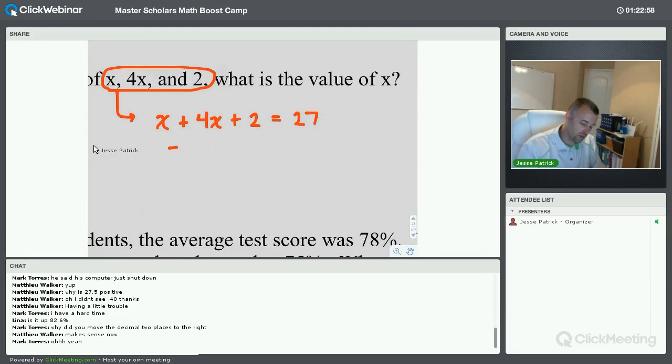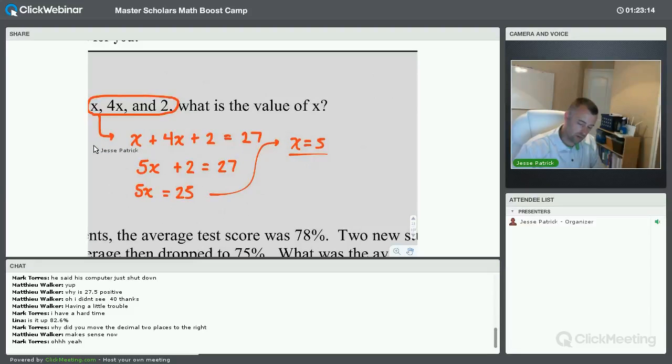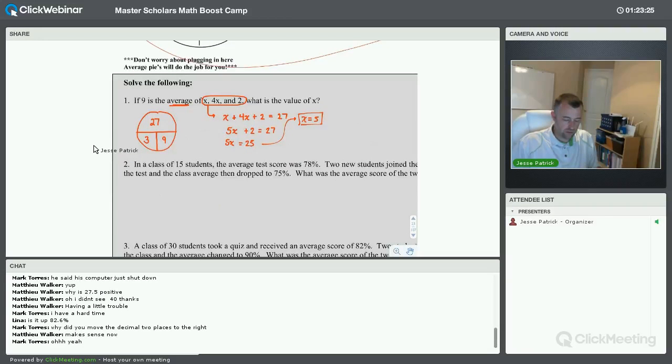This is going to be 5x. You combine like terms, plus 2 equals 27. If I subtract 2 from both sides, I get 5x equals 25. Divide by 5, and x is going to equal 5. And they wanted x, I got it. So average pie is kind of useful, okay? And that's a problem where, again, you didn't technically need the average pie, but it still makes it kind of neat. It's kind of easy to see because it kind of just solves itself in a way.